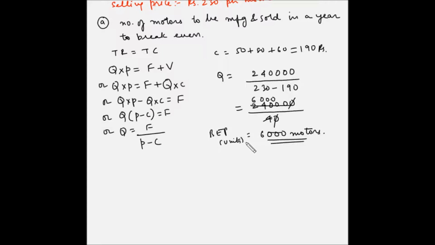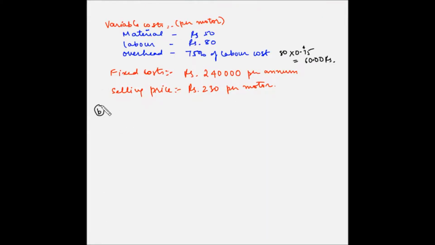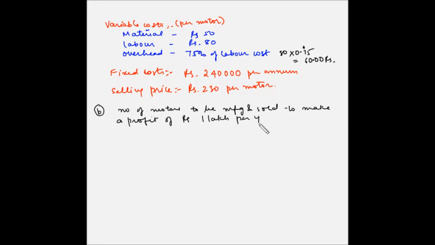Now we want to find out the number of motors to be manufactured and sold in order to make a profit of 1 lakh per year. So B is: find out the number of motors to be manufactured and sold in order to make a profit of rupees 1 lakh per year.